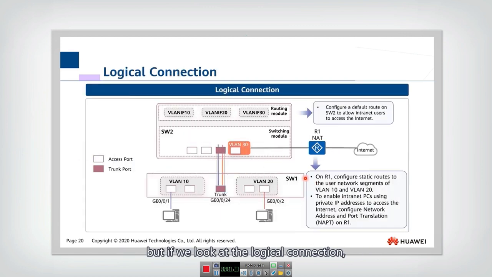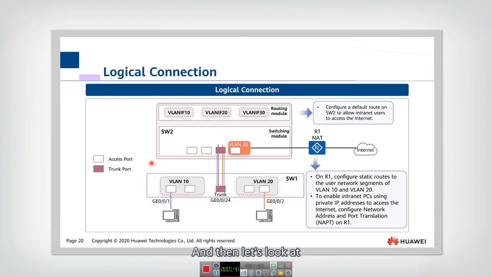If we look at the logical connection, you can see that within this access switch, they have two different VLANs. This interface belongs to VLAN 10. This interface belongs to VLAN 20. It also has a trunk interface, which can transmit packets from both VLANs.